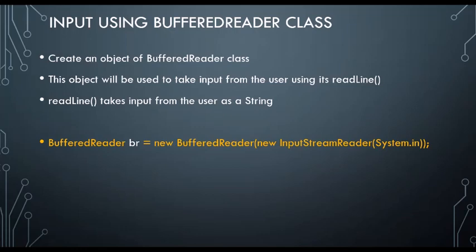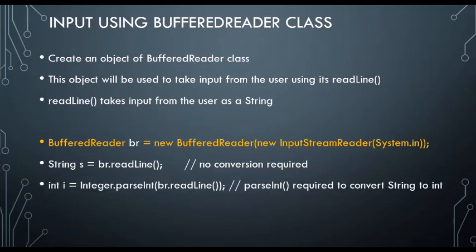How do you create an object? This is the statement to create the object. I will not explain further, this is already done by you. How do you take input of a string? So suppose you have a string variable called s and you need to take input, you will write String s is equal to br.readLine(), where br is the object which was created in the previous line. If you need to take it as an int, then you will write int i is equal to Integer.parseInt and then brackets br.readLine().